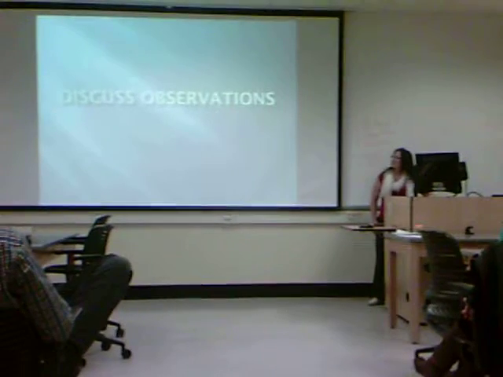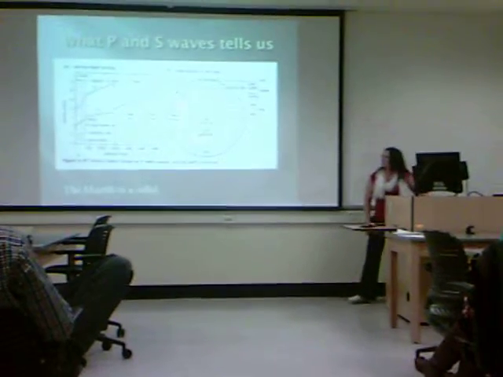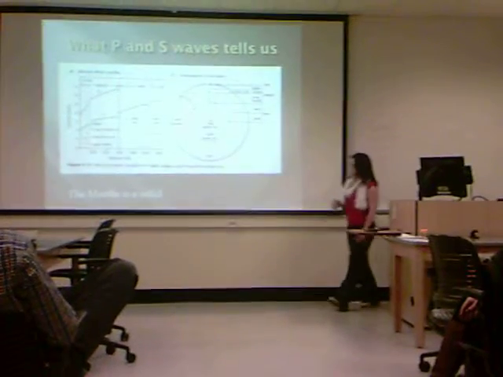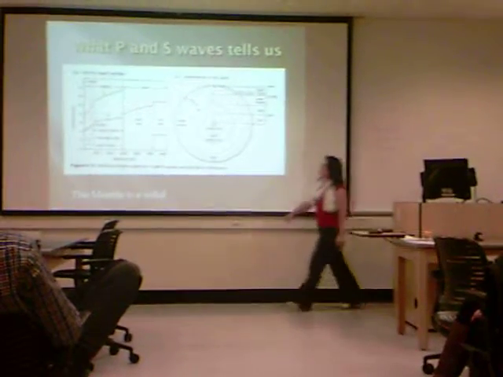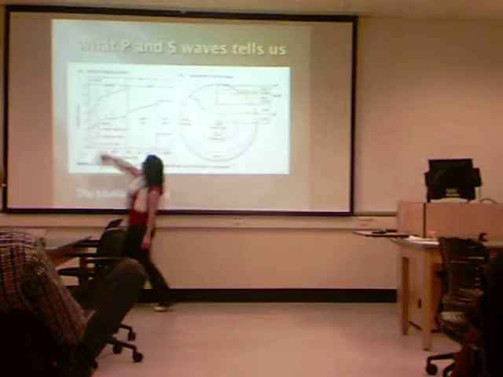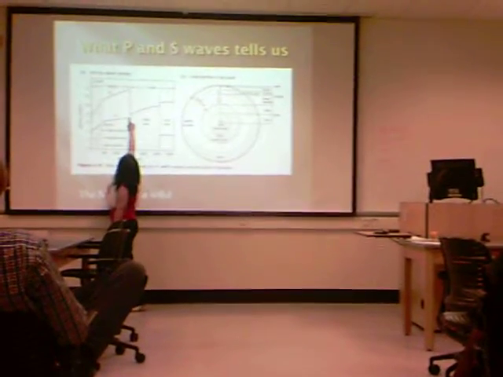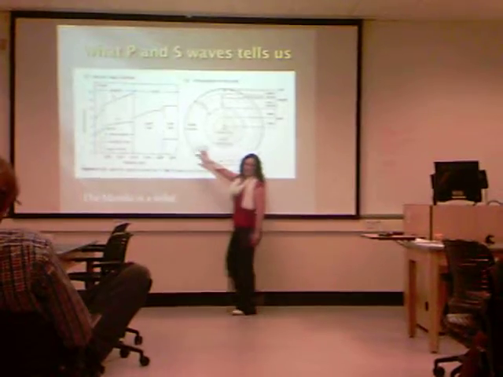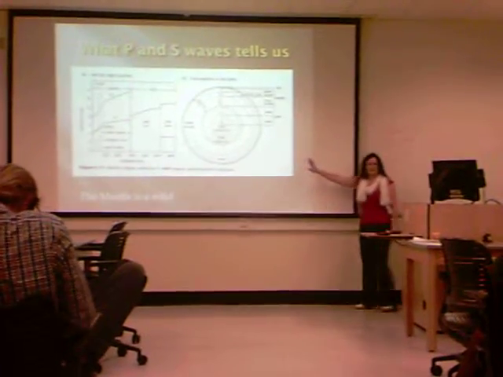Okay, so just a quick recap of what we already went over. This is the velocity-depth curves of a P and an S wave. We can see here that when a P wave or an S wave travels through, it gets all the way to the end of the mantle, and then at the outer core, it stops moving. What would that tell us about the outer core?